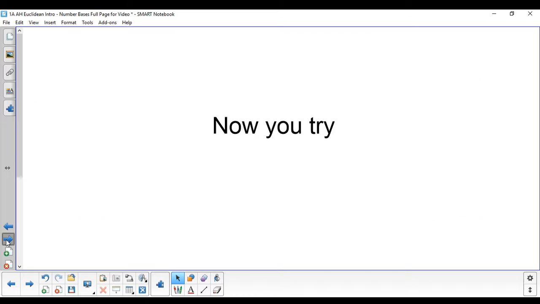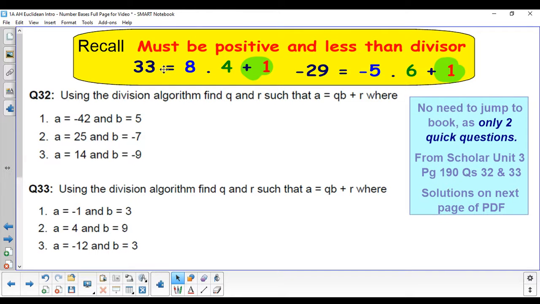So what are you going to do? You're going to try. So remember, if I said how many 4s were in 33, I'd say 4 goes into it 8 times and you get 1 left over. I'd have to think about negatives and be careful about them. So how many 6s are in minus 29? Think about 6 5s are 30, so go bigger negative and then go back up.